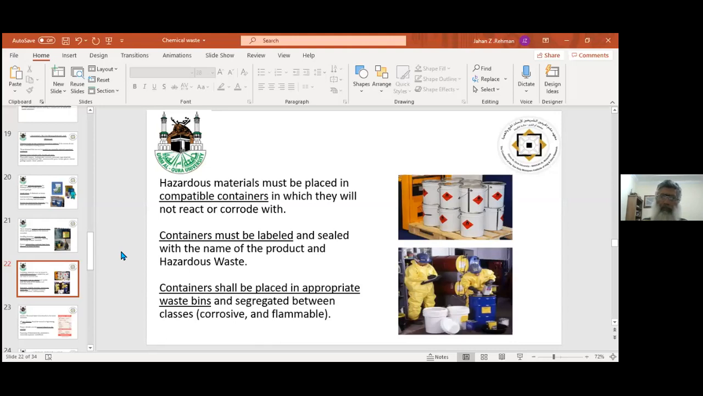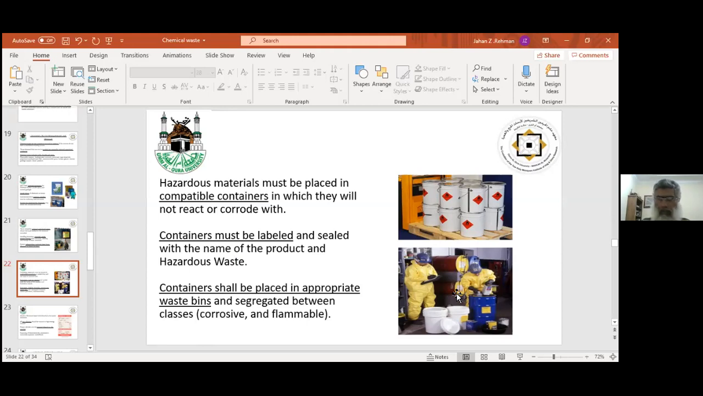Okay, containers should be placed in the appropriate waste bin. What it means is the same kind. For example, if I have 100 milligrams of this chemical, 100 milligrams of that chemical, 100 milligrams of another chemical, and 100 ml of another, I have all different chemicals in different small containers. Later on, like in this picture, I hope you can see my cursor, this person who is wearing a yellow dress is putting chemicals in small containers into a big container.